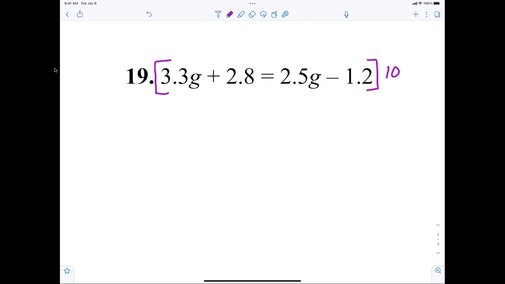So the reason why we're multiplying by 10 is because now look what happens to the decimal. 3.3 becomes what? 33. Now it's not an annoying decimal anymore. The 2.8 becomes a what? 28. The 2.5 becomes what? 25. And the negative 1.2 becomes, now everybody put a little star by that. That's good information. If you don't like the decimals, you can multiply through by 10 and that will eliminate the decimals.